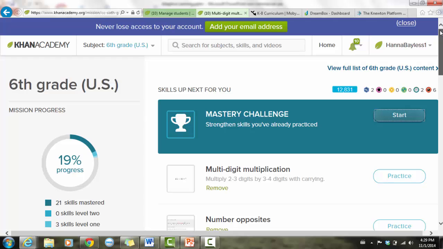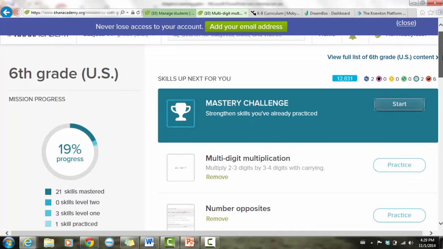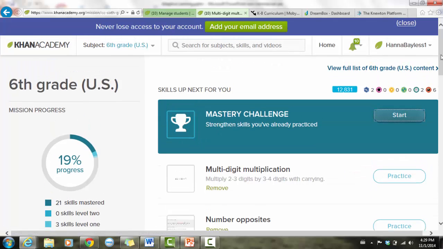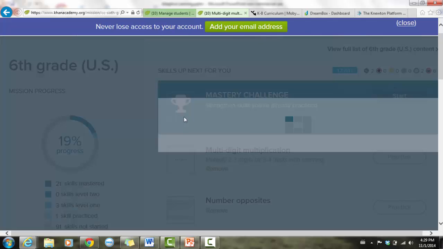I chose her because she was the highest. On here, she is at 19% progress for 6th grade US. She has 21 skills mastered, 0 skills at level 2, 3 skills at level 1, and 1 skill practice, and 91 skills not started. When she goes to her page, she can start a mastery challenge, and this is the pretest that I was talking about.